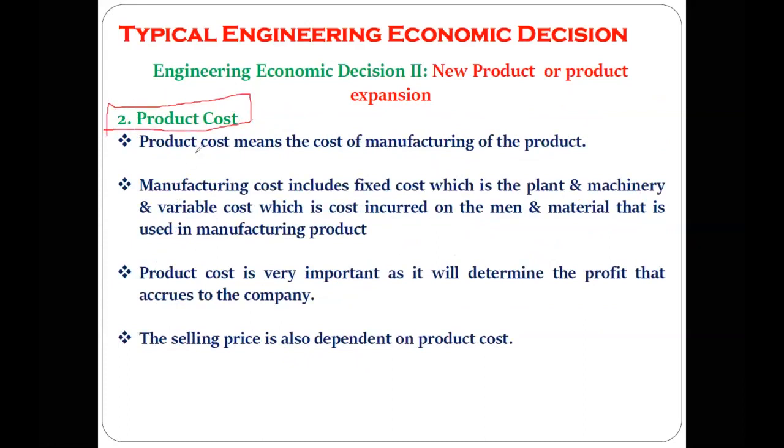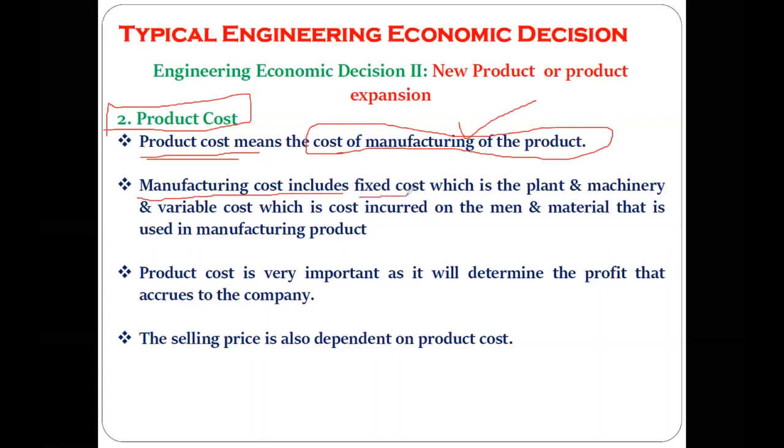Let's move toward the second dimension, that is the product cost. Now, what do you mean by the product cost or the production cost? Product cost or production cost is nothing but the manufacturing cost of the product. Now, what do you mean by the manufacturing cost? See here. Manufacturing cost is nothing but a combination of fixed cost plus variable cost. Keeping these things in mind, manufacturing cost is fixed cost plus variable cost.